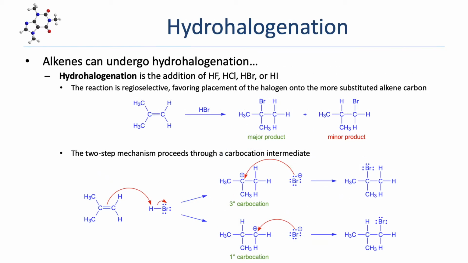So the first electrophilic addition we're going to look at is hydrohalogenation. Hydrohalogenation is just the addition of one of the halogen acids, HF, HCl, HBr, or HI. So in this example, I start with a differentially substituted alkene. You can see that the carbon on the left is attached to two methyl groups, and the carbon on the right is attached to two hydrogens.